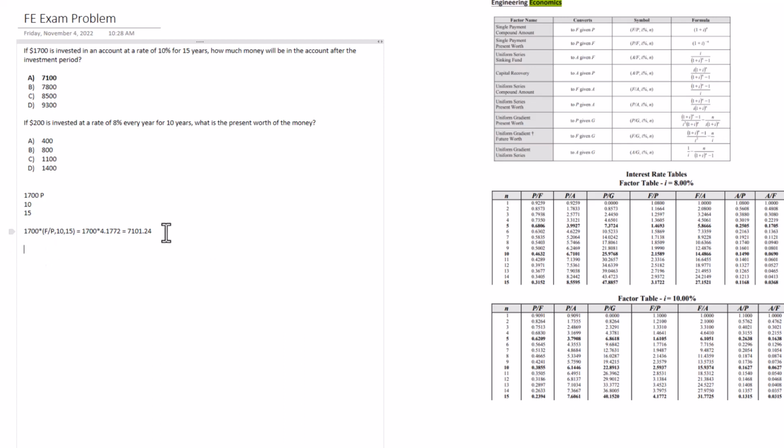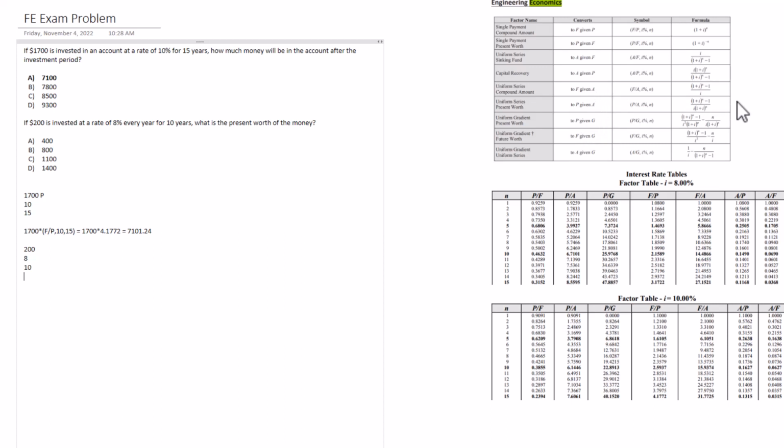So let's look at the second one here. We got $200 invested at a rate of 8% for 10 years. What is the present worth of the money? So it says that $200 is invested at a rate of 8% every year. So not just at the beginning, unlike our first problem. So we're going to actually be using this uniform series A value. A gradient would be adding more amount every year.